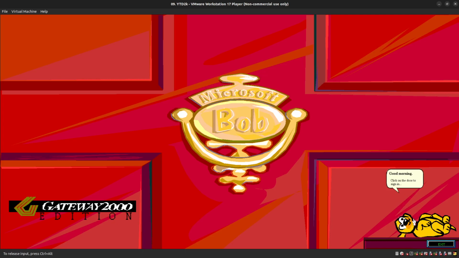You could also play with the dog and rub the dog's belly and do other things with the dog, which was kind of interesting and kind of entertaining. But Microsoft Bob was one of the applications to teach you how to use your Microsoft Windows 2000 machine that you would have bought on your Gateway 2000 system. So we'll exit out of here. Yes.